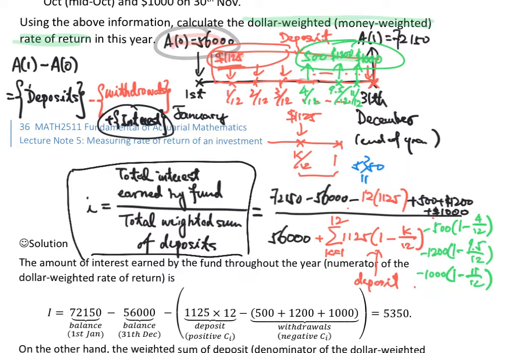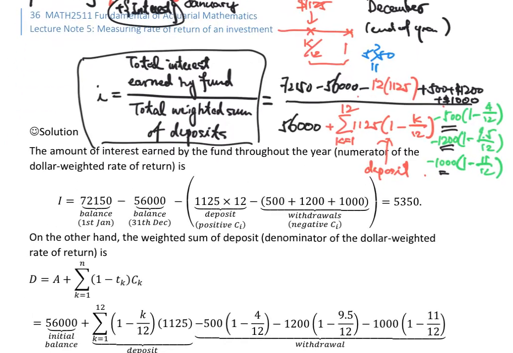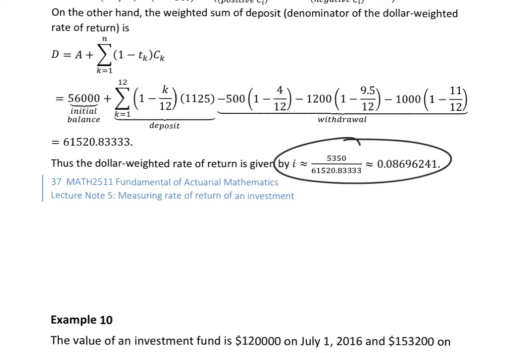But just one thing you have to be careful about is, when you calculate the denominator, make sure that you are considering the weighted sum. That means for each deposit, you need to multiply the amount by the time that it stays in the account. Another thing is, when you encounter the withdrawal, like here, you need to change the positive sign to negative, because it will be treated as a negative deposit. So this is just a sample calculation of the dollar weighted rate of return.